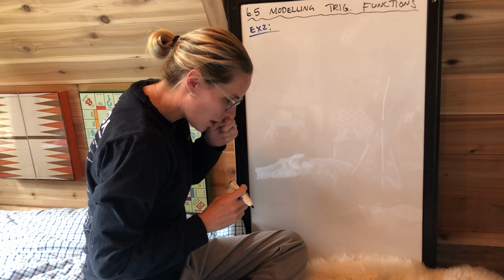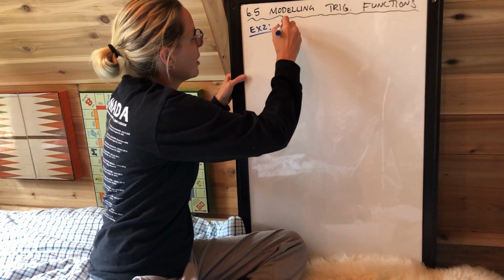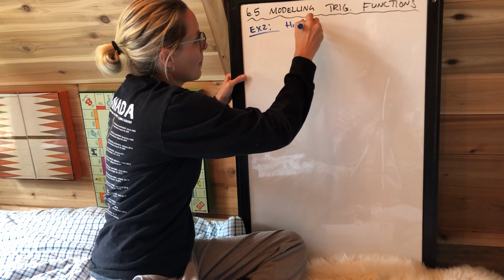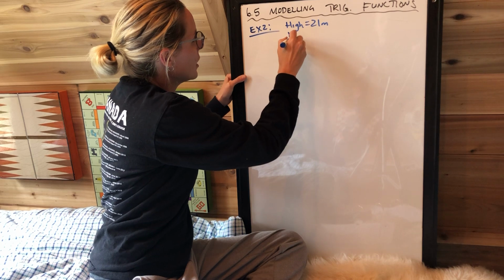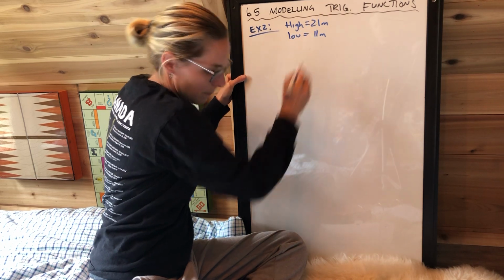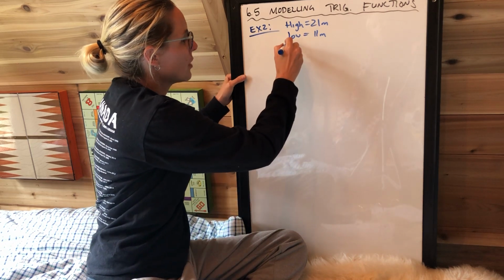So it talks about a tide that says the water depth is 21 meters at high tide, 11 meters at low tide, and 1 cycle is completed every 12 hours. So that becomes our period.